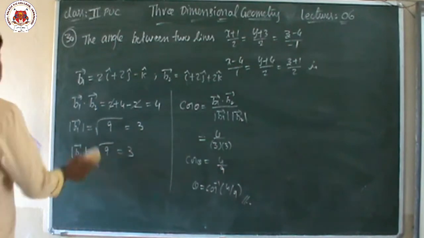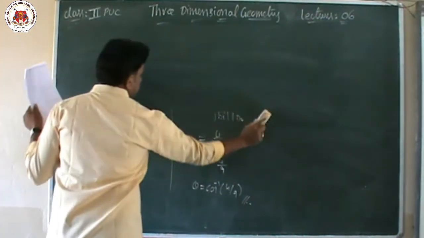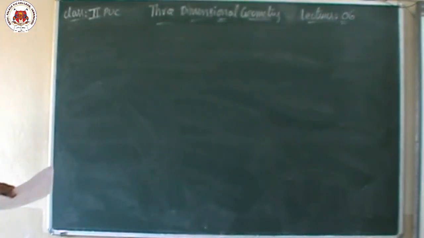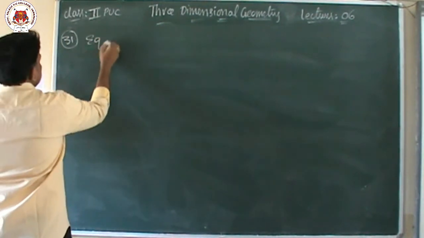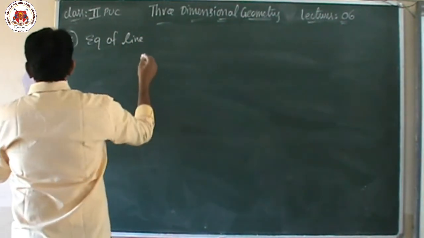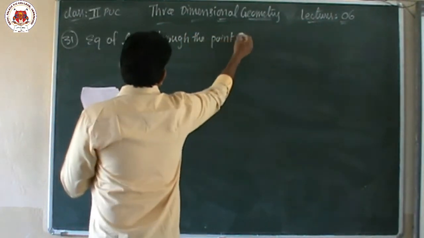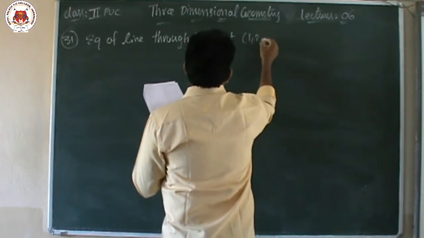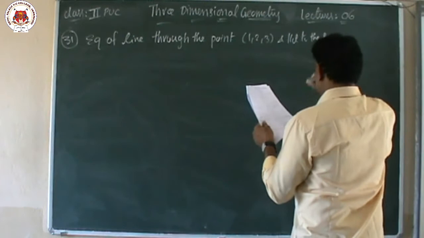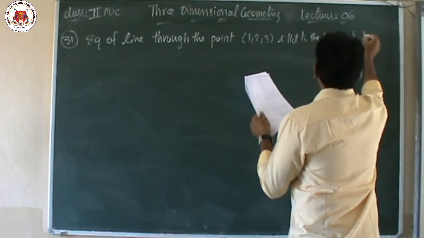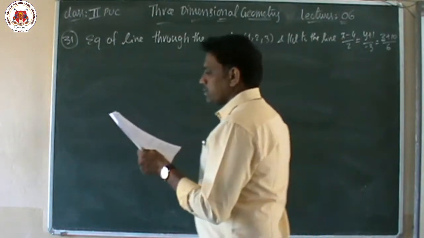This is the answer. Now we will go to the 31st question. The 31st question is: find the equation of the line through the point 1, 2, 3 and parallel to the line x minus 4 by 2 equals y plus 1 by minus 3 equals z plus 10 by 6. So this is the question.